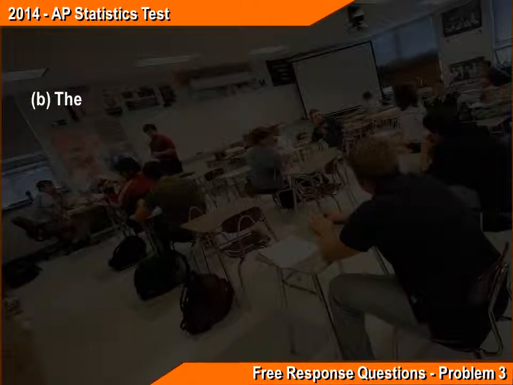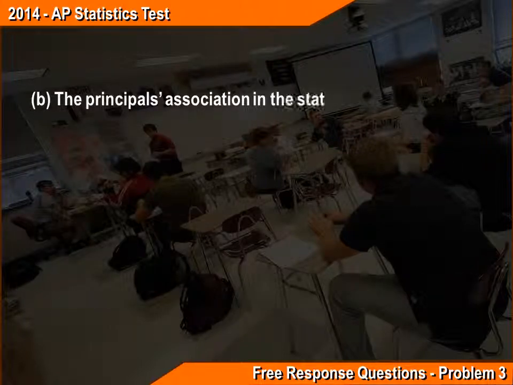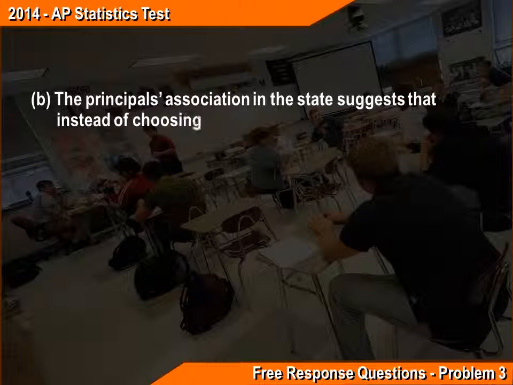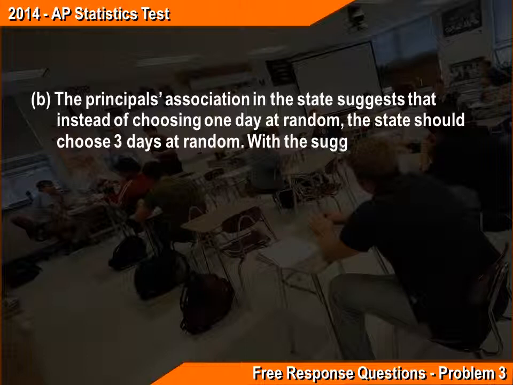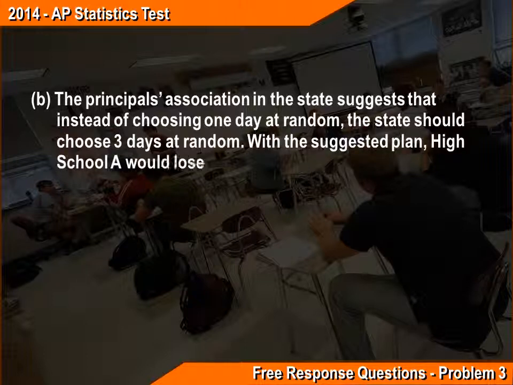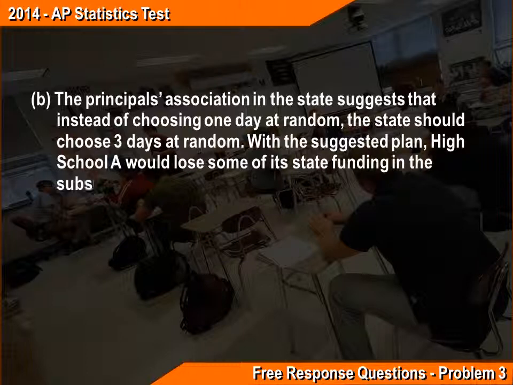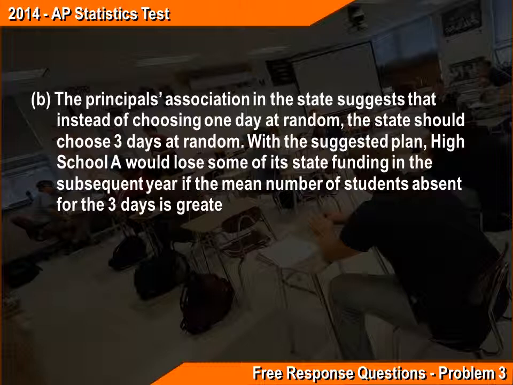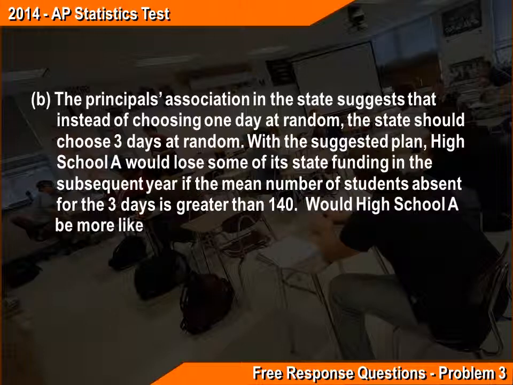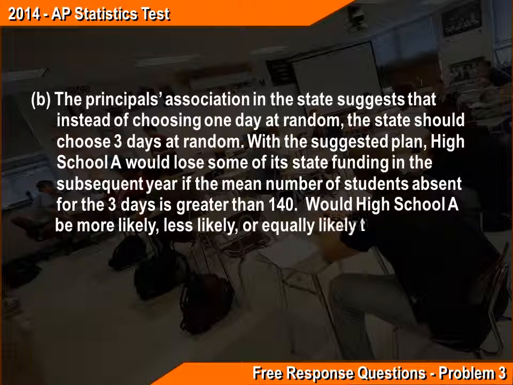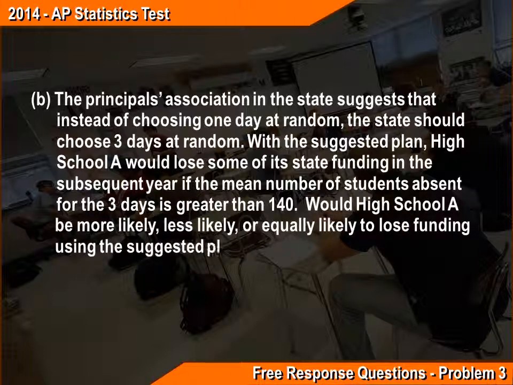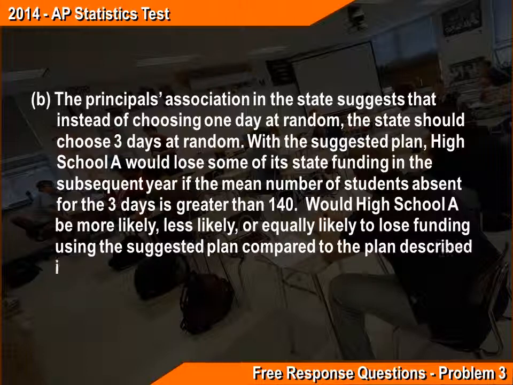B. The Principals Association in the state suggests that instead of choosing one day at random, the state should choose 3 days at random. With this suggested plan, High School A would lose some of its state funding in the subsequent year if the mean number of students absent for the 3 days is greater than 140. Would High School A be more likely, less likely, or equally likely to lose funding using the suggested plan compared to the plan described in Part A? Justify your choice.